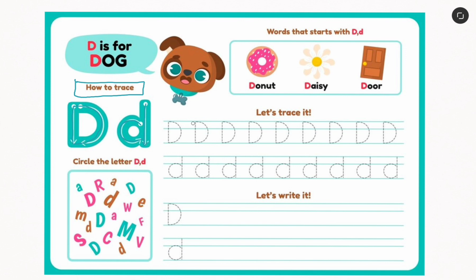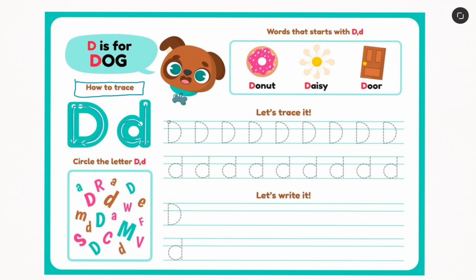Okay, now we have three guidelines, and in between them they have written our capital D's. So now let's trace them according to how to trace over here. Let's trace all the capital D that we have over here and then the small d. Are you ready? Okay, let's begin.